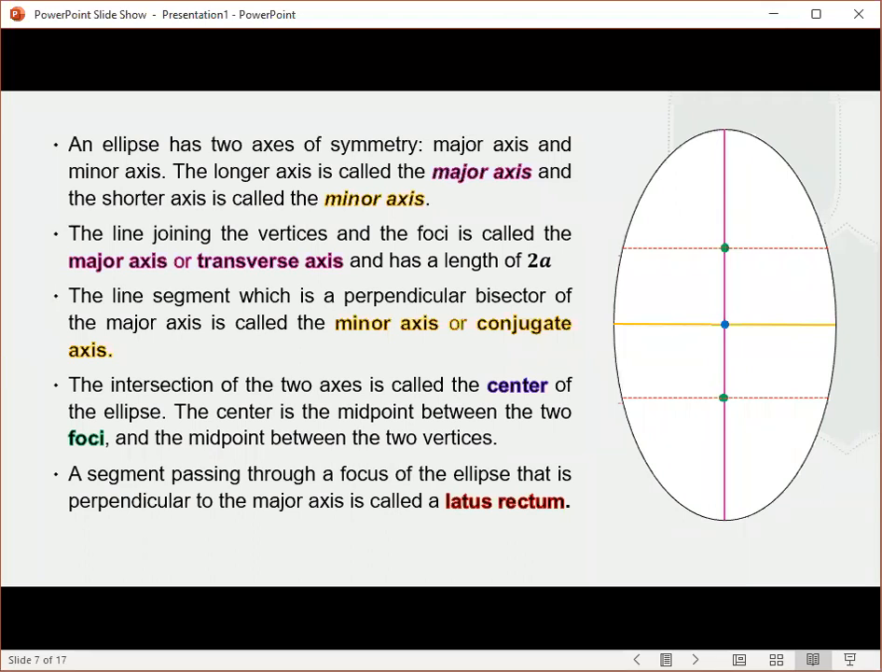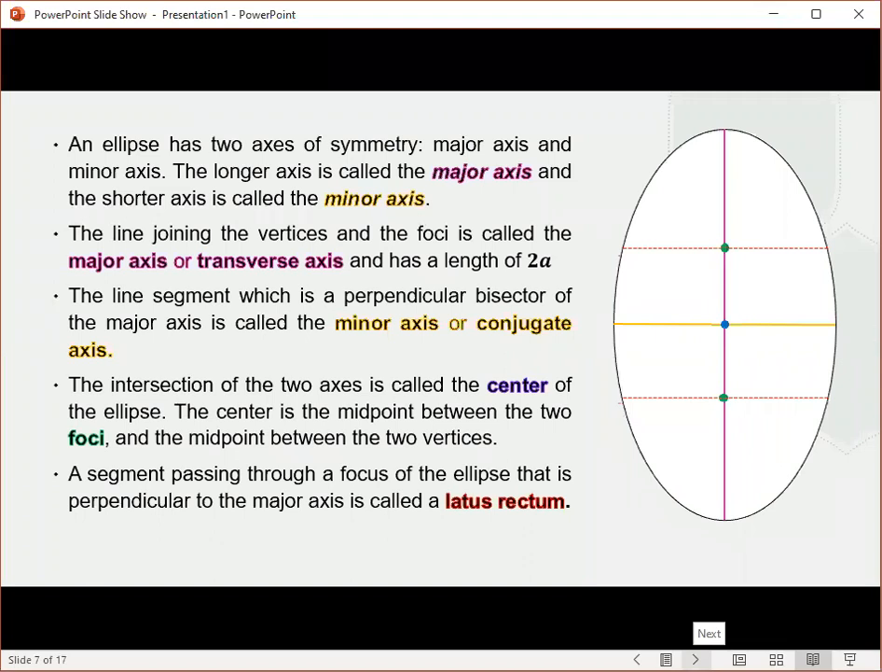So to sketch the graph of the ellipse, all you need to do is connect every dot, every point on the ellipse, all around. From the vertex to the endpoint of your latus rectum, to the endpoint of your minor axis, then connected to the other endpoint of your latus rectum, and then your vertex, and so on. So you will now form an ellipse. That's how you graph the ellipse.